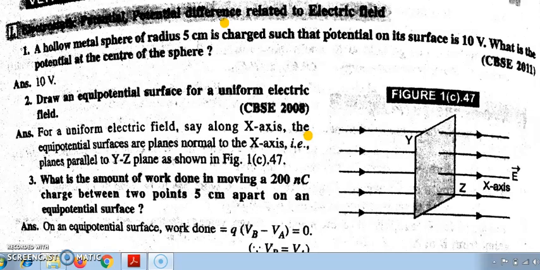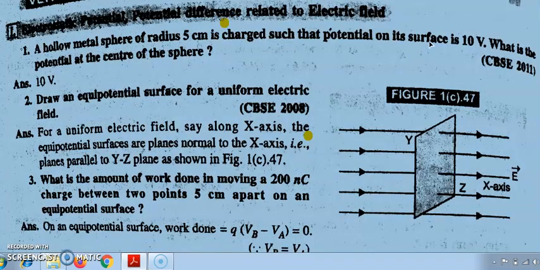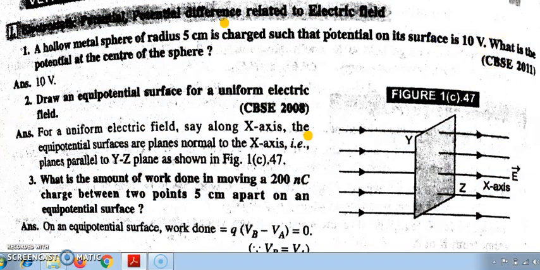Very good evening, guys, and today we are going to discuss some short questions from chapter 2. Short questions are very important and may carry 7 or 10 marks in the final exam. So the first question is: a hollow metal sphere of radius 5 cm is charged such that the potential on its surface is 10 volt. What is the potential at the center of the sphere?